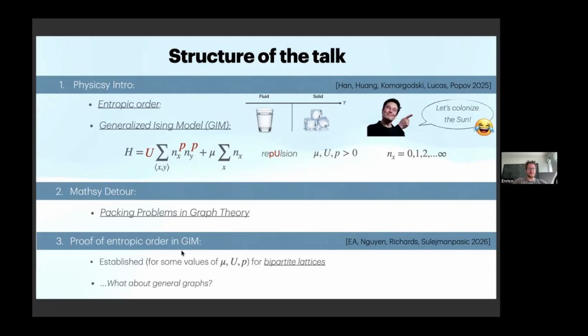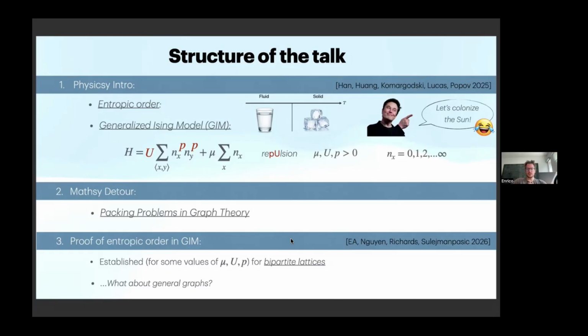And such a proof will be established for the system in the case of bipartite lattices, which is essentially what they conjectured last year. They conjectured it for square lattices. We will be a little bit more general. We will prove it for any bipartite lattice. And then we'll conclude with some remarks on what could possibly be happening in case you put this system on a very general lattice or a network and so on and so forth.